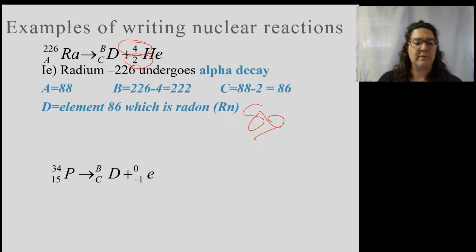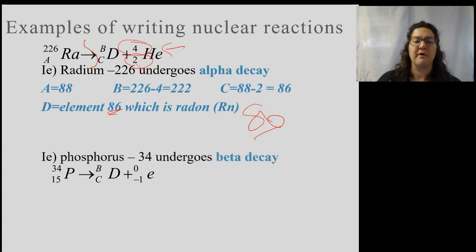So all of the information that we have in our data booklet, we're going to use to solve these nuclear reactions. So again, left side equals right side. It's important to, again, look in your data booklet when it says alpha decay, what is produced? Helium. And then when we have our unknown element, we need to look in our periodic table to find the element with that atomic number. So now if phosphorus 34 undergoes beta decay, it means an electron is produced.